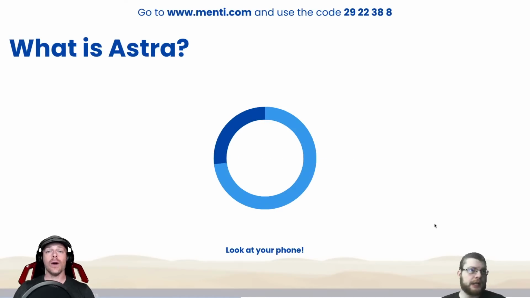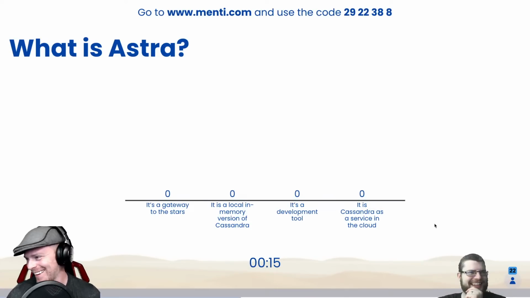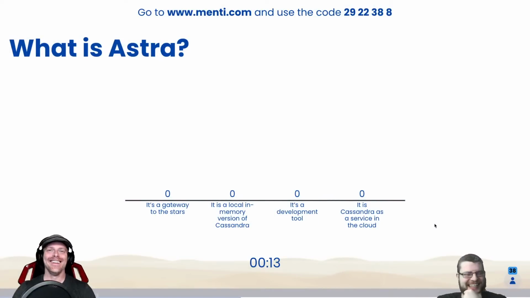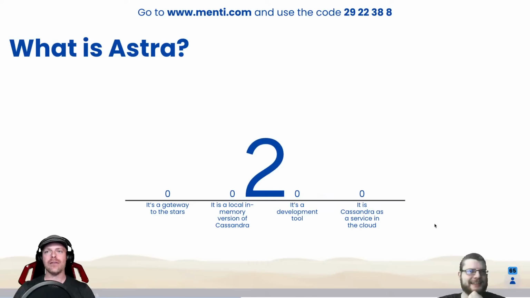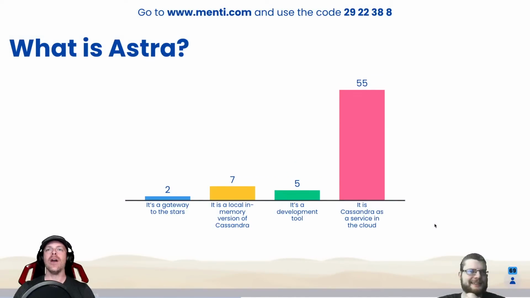All right, what is Astra? It's a gateway to the stars. It is a local in-memory version of Cassandra. It's a development tool, or it is Cassandra as a service in the cloud. And let's see what happens. Boom! The vast majority, you got that right. It is Cassandra as a service in the cloud.